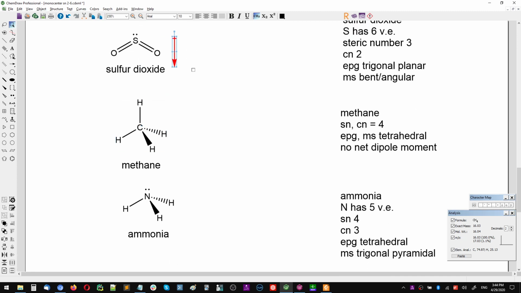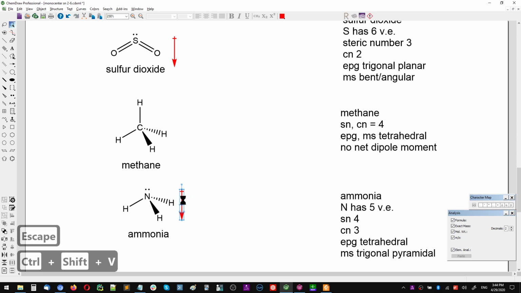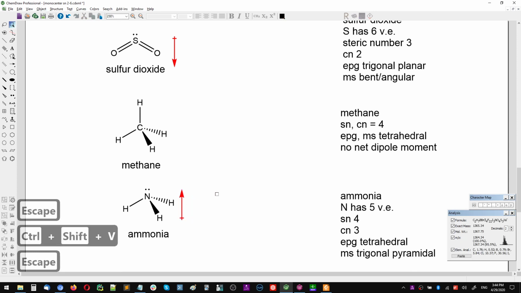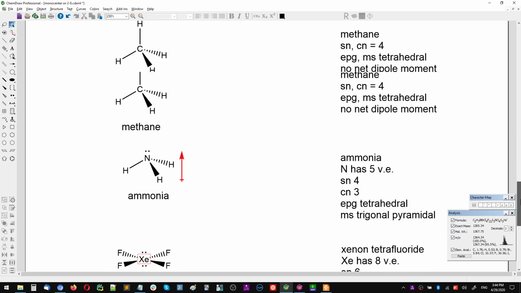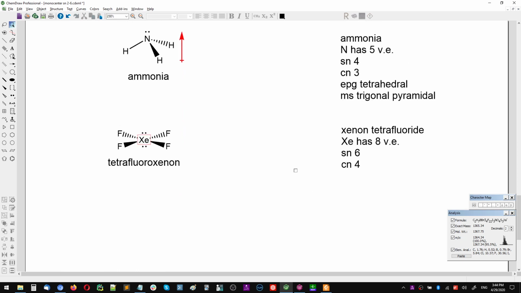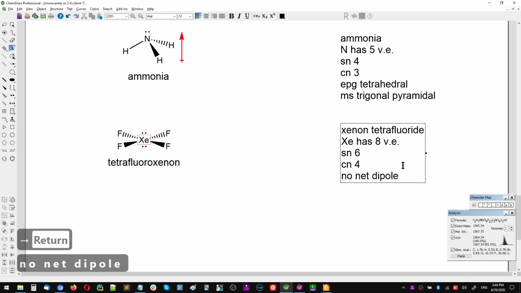Let me add the net dipole moment here. So I'm pressing Control and then dragging. And actually, this is the proper direction. Again, hopefully someone will call out my mistakes in the comment section, because I'm trying to learn stuff here. No net dipole moment.